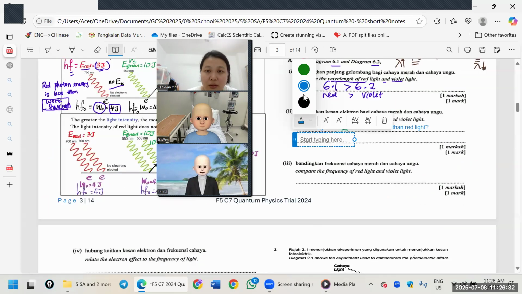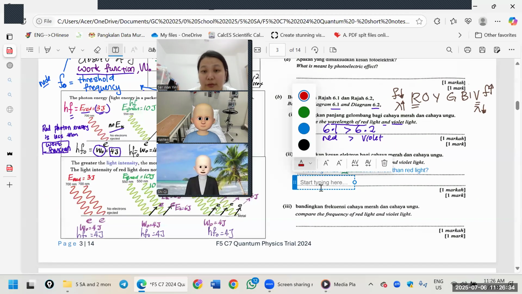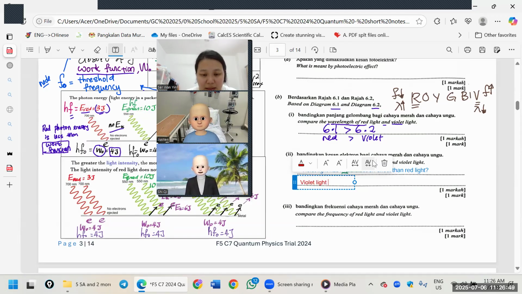This one obviously one has, another doesn't. So I prefer you all write red light. That's right. Maybe you say violet light has electron effect. Actually, it's photoelectric, but sometimes they still say electron effect. But red light does not.